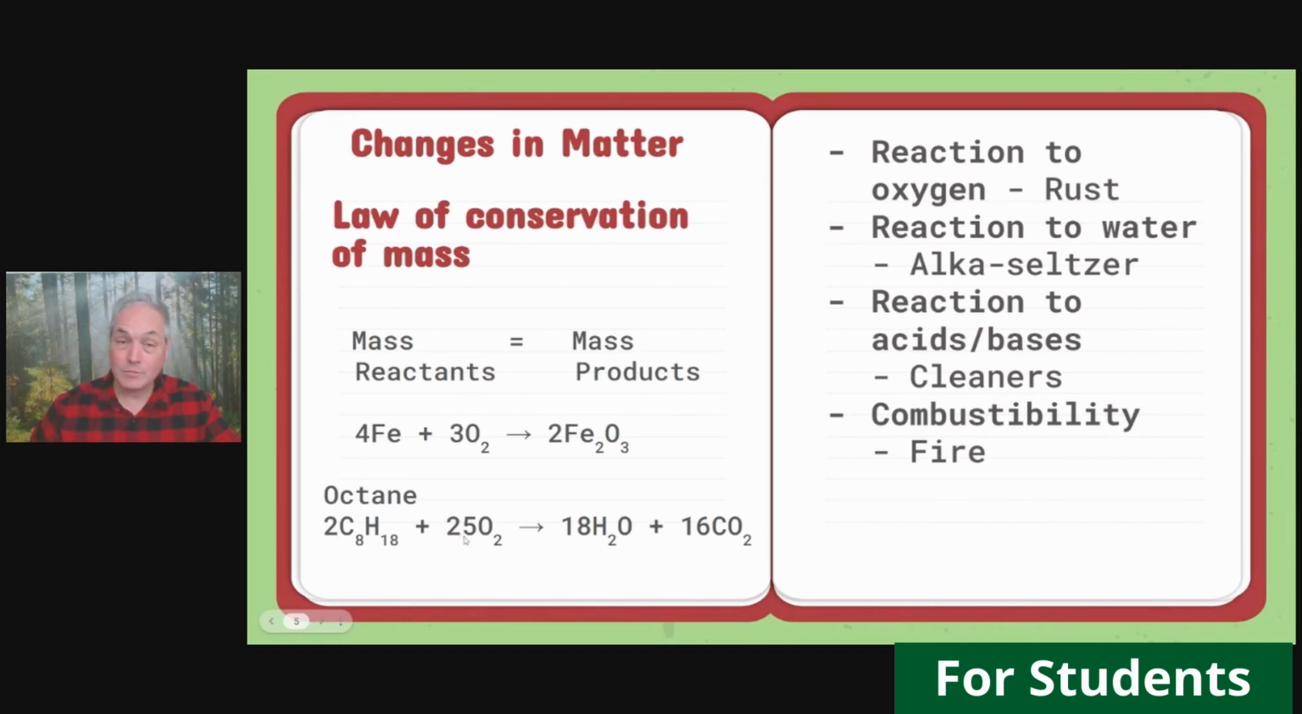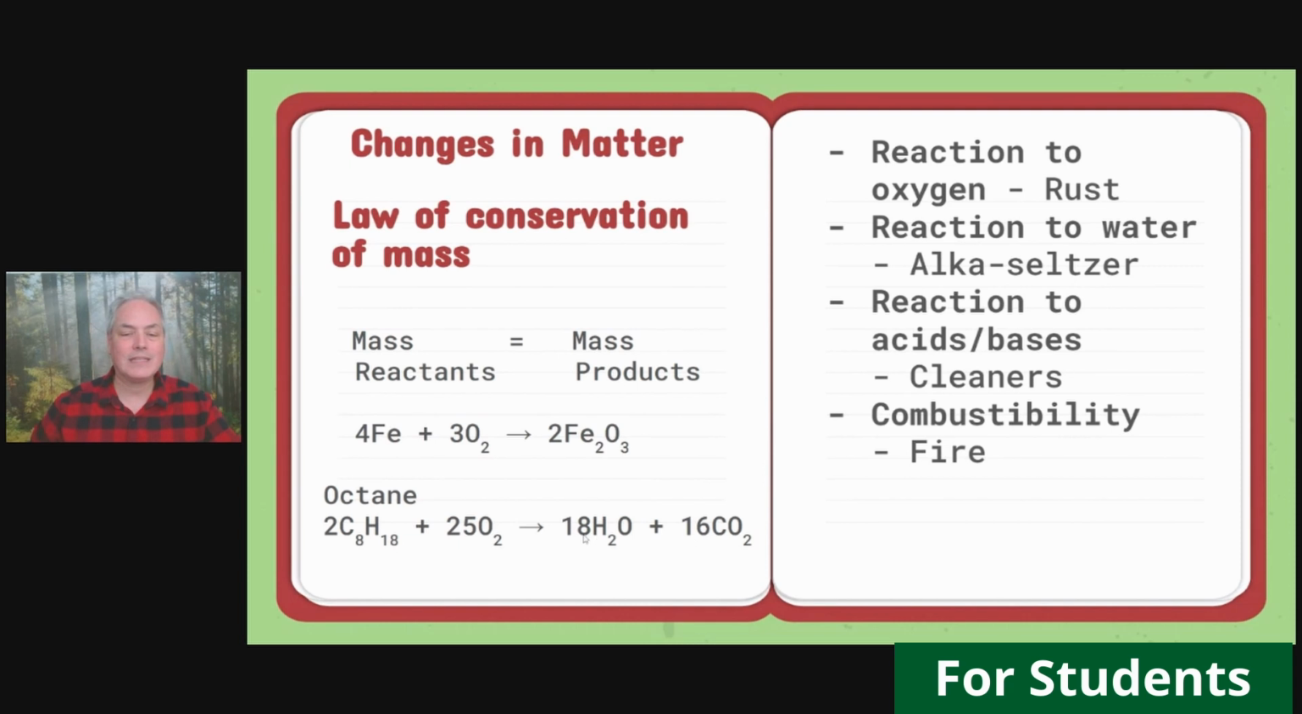It's that when you have combustion and these 2 reactants react together to produce a new substance, the new substances are the following. We have a product which is water and carbon dioxide. So here we have 18 molecules of water and 16 molecules of carbon dioxide.